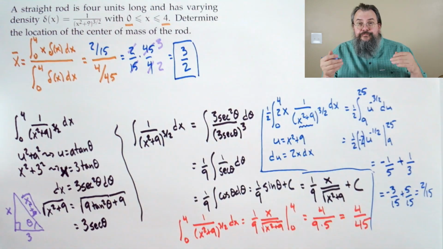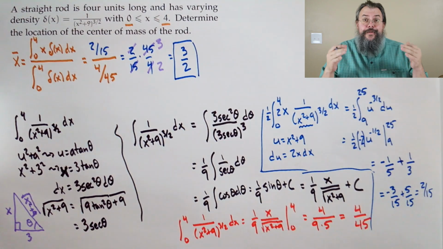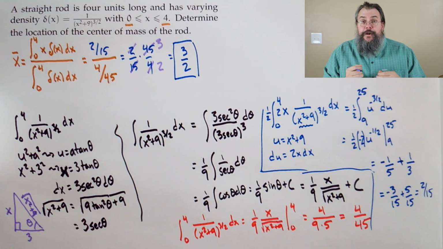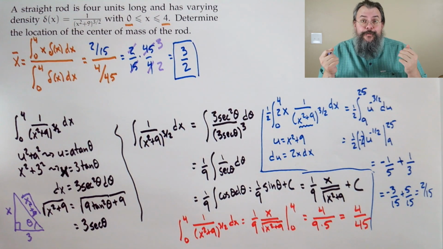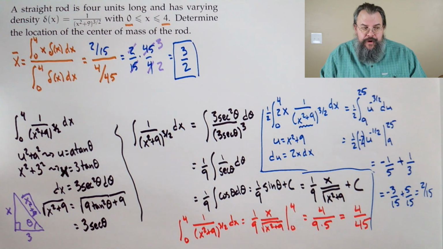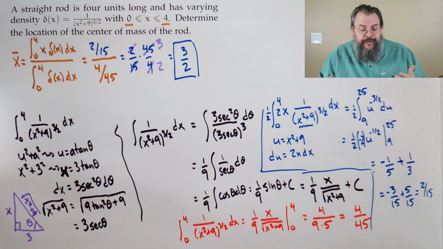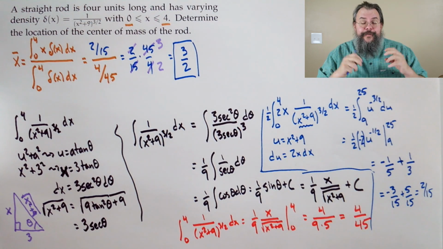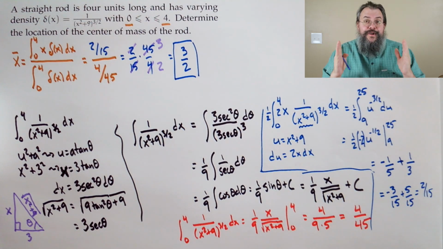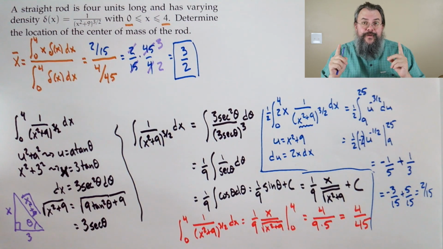Now, we should pause and ask, is it reasonable? I mean, hopefully it's more than reasonable. Really, we hope it's correct. But okay, how could we say, is it reasonable? What's our criteria for reasonable? Well, we know we're only going from 0 to 4, so it better not exit from 0 to 4. Well, the good news, 3/2, it's between 0 and 4, so that's good.